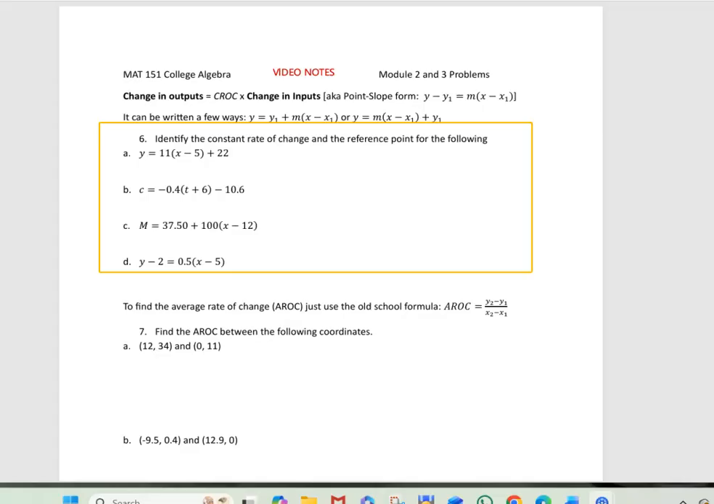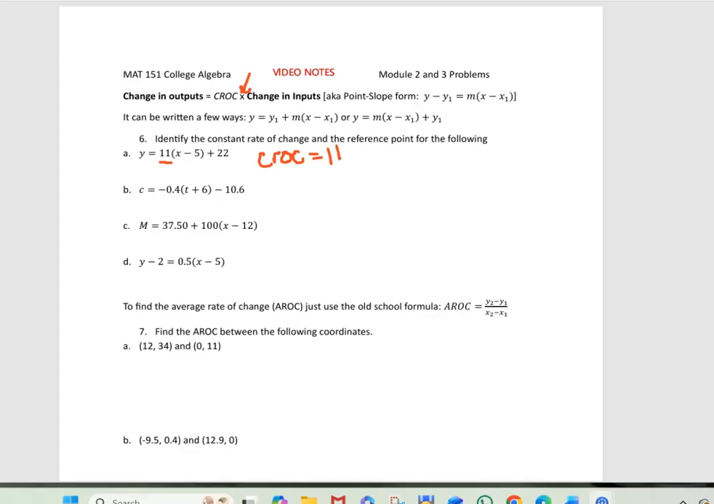All right, welcome back. I am going to do my best to figure this thing out, the device first off. So this is going to be interesting. The constant rate of change is the number that's being, remember, multiplied by the change of the inputs. And so these are my input variables. And so 11 is the rate of change. So we're going to call that CROC equals, I guess I could have just used the computer keyboard, equals 11. Okay. And then the reference point would be this number here, 5.